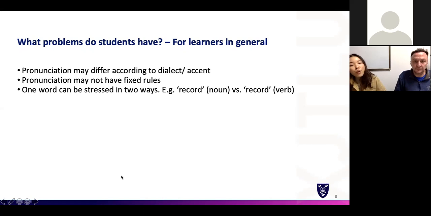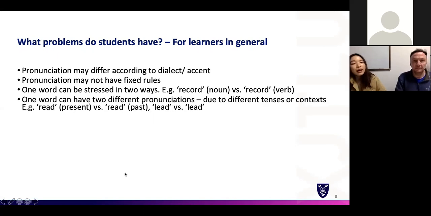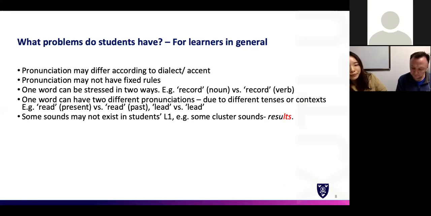And also, one word can be stressed in 2 ways. For example, record, which is a noun, versus record, which is a verb. And this kind of rule might be difficult for students. Also, one word can have 2 different pronunciations due to different tenses or contexts. For example, read, which is the present simple tense, versus read, which is the past tense. And lead versus led, that's the same case. And that's an important one.